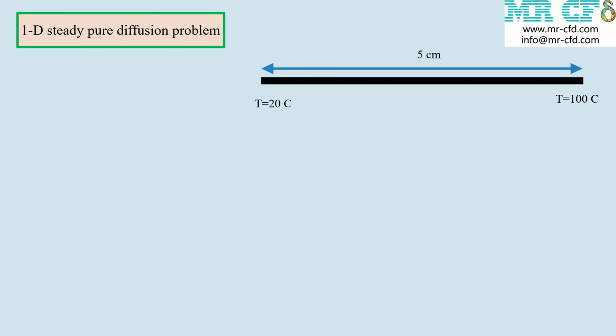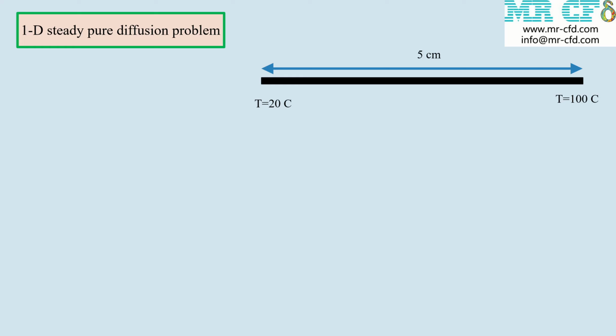The first problem that we are going to solve numerically is heat transfer in a solid rod. So consider a one-dimensional rod where the temperature at one side is a constant 20 degrees Celsius, and the temperature at the other end of the rod is 100 degrees Celsius. The length of the rod is 5 centimeters, and the rod is very thin.